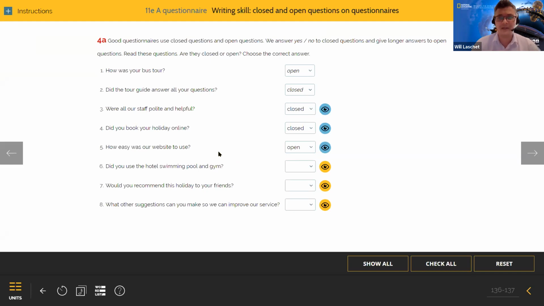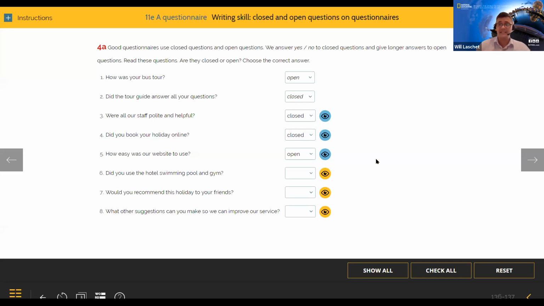And this might be a good place, as we mentioned earlier, for putting a scale. So we might want to put a 5-point scale. Okay, it was extremely easy to use. It was easy, quite easy, not very easy, very difficult. Okay, and that is going to help. And actually, we would probably want to add another option there, which is, well, can anyone guess? How easy was our website to use? So we've gone from very easy to very difficult.